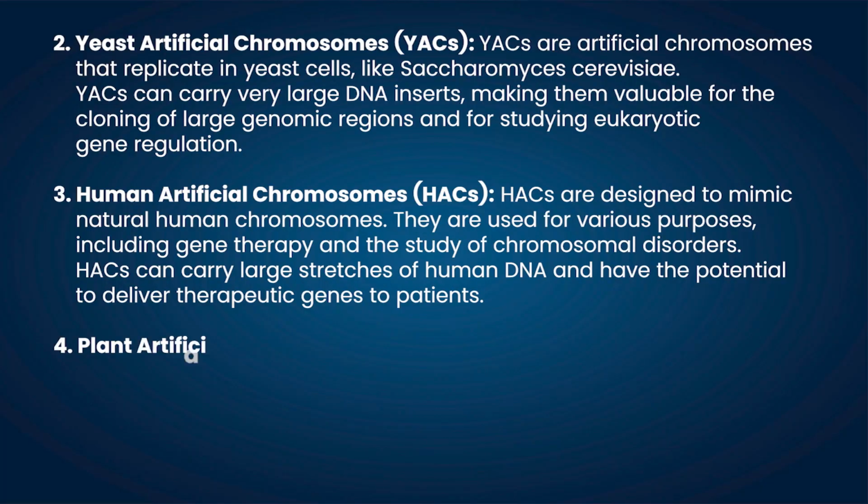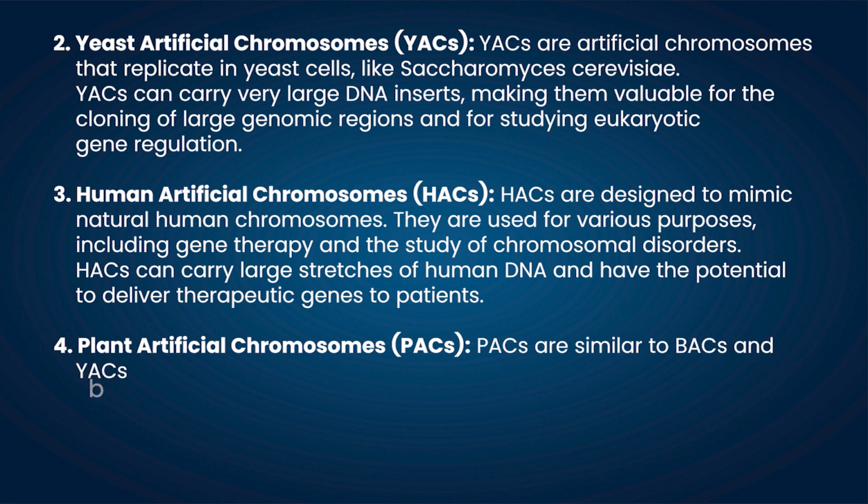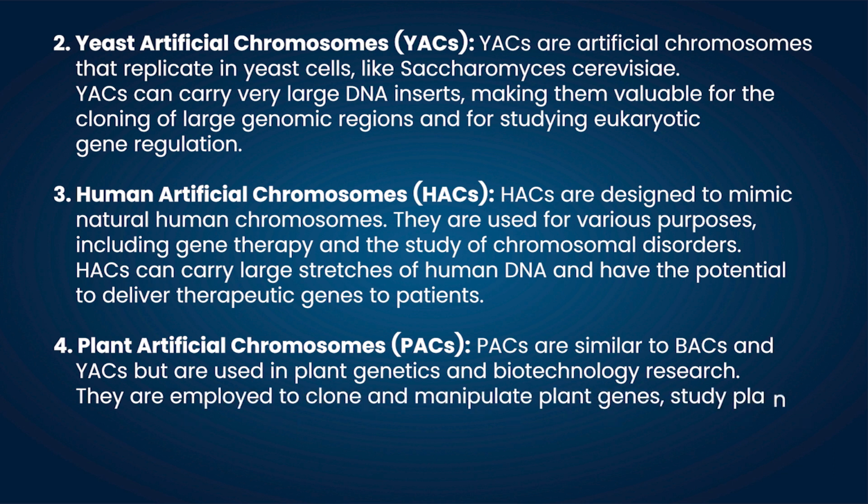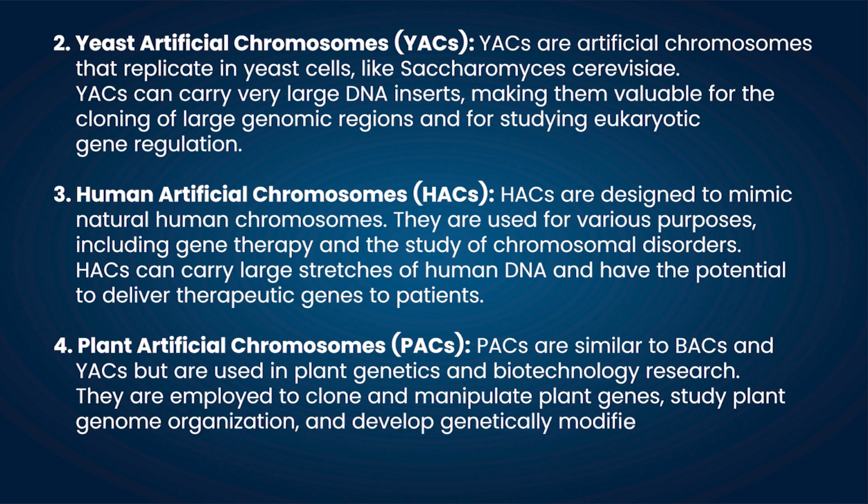Next is plant artificial chromosomes or PACs. PACs are similar to BACs and YACs but are used for plant genetics and biotechnology research. They are employed to clone and manipulate plant genes, study plant genome organization and develop genetically modified crops.